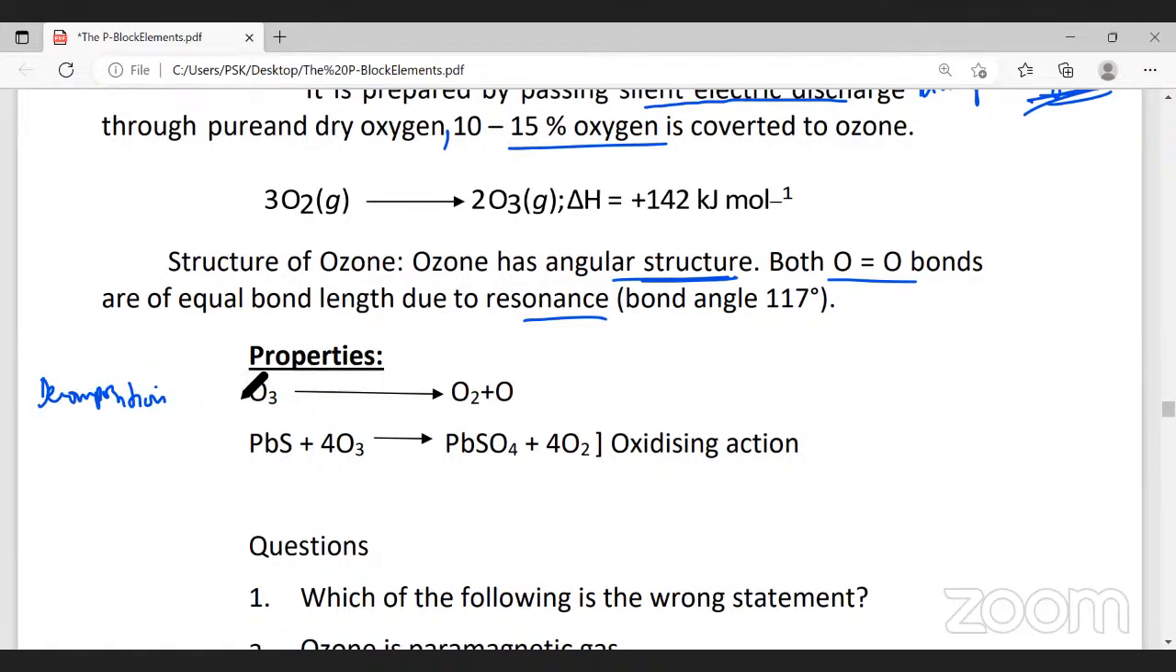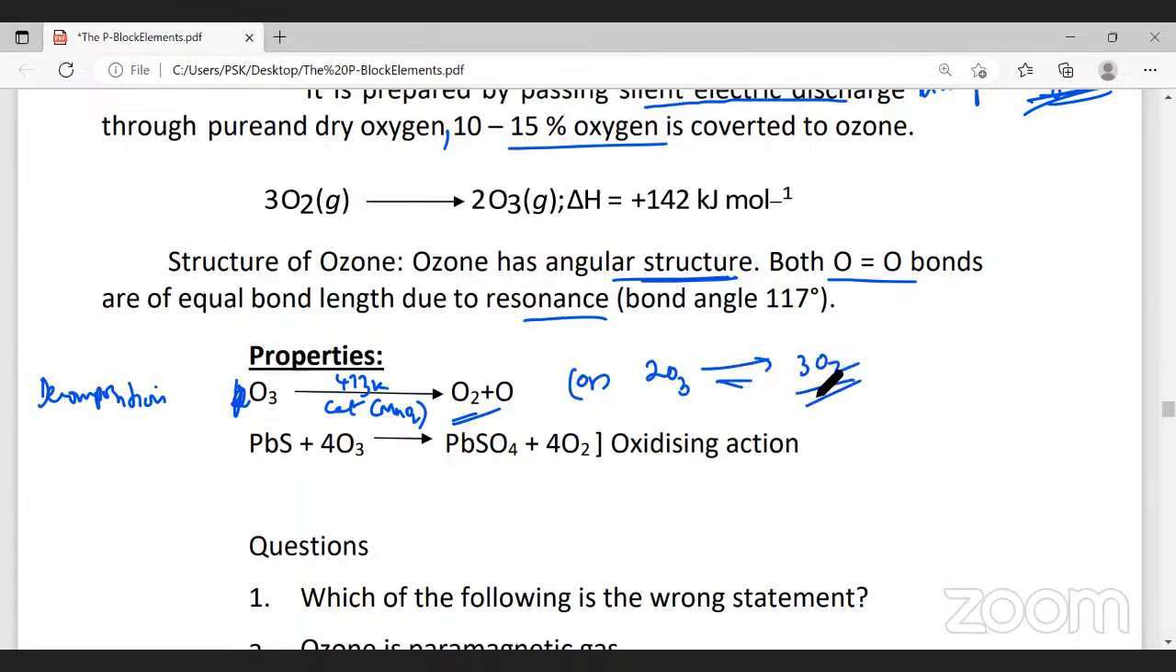Ozone decomposes at room temperature slowly. In the presence of a catalyst, like manganese dioxide, at 473 Kelvin, a higher temperature, it decomposes rapidly to give oxygen. We can write O3 as O2 plus O, or we can write the balanced equation, 2O3 giving you 3O2.